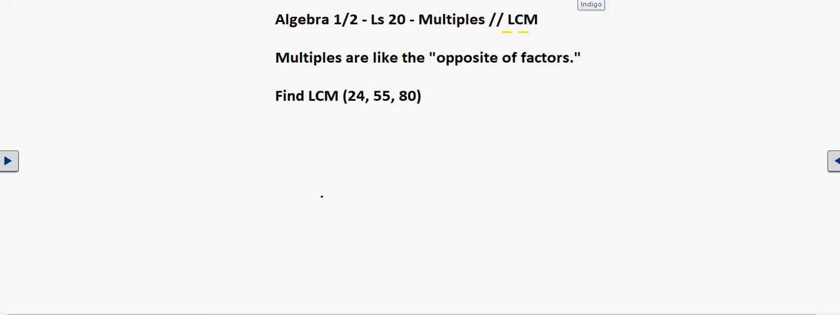For big numbers where maybe it's not so easy just to list all the factors and then pick the ones that they have in common, instead, we've got tricks to do this, and usually they involve, right, factor trees. So to find the LCM of big numbers like 24, 55, and let's put 80 over here. Okay, we factor tree them first.